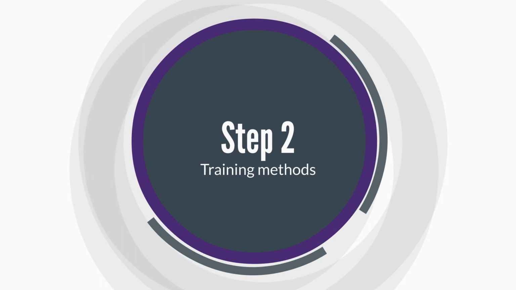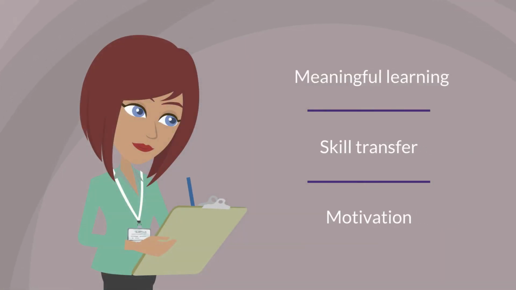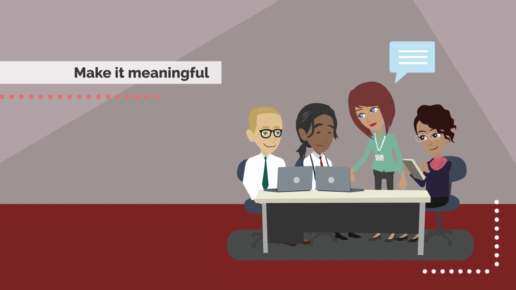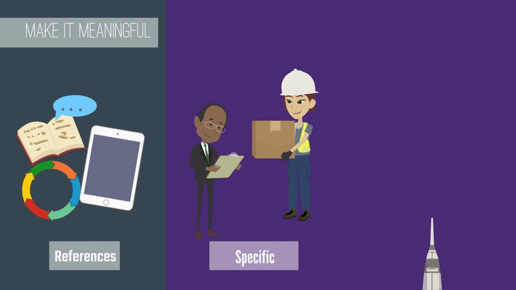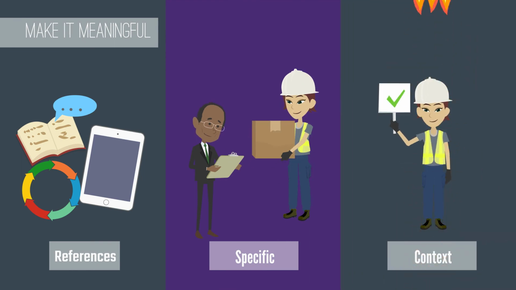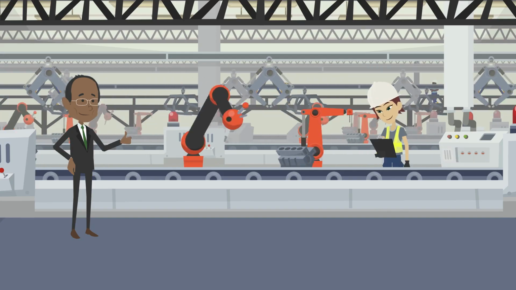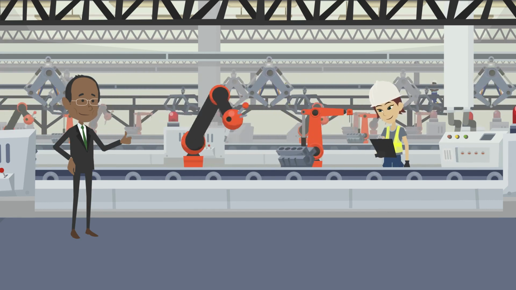Step 2. Training methods. When beginning the discussion of which training methods to use, there are several tips to keep in mind to keep the training useful. First, the training needs to be meaningful. Learning references that are linked to the role and specific scenarios in the workplace assist in building context and meaning for the learner. This will assist in memory retention of new knowledge or skills or behaviours required back in the workplace.